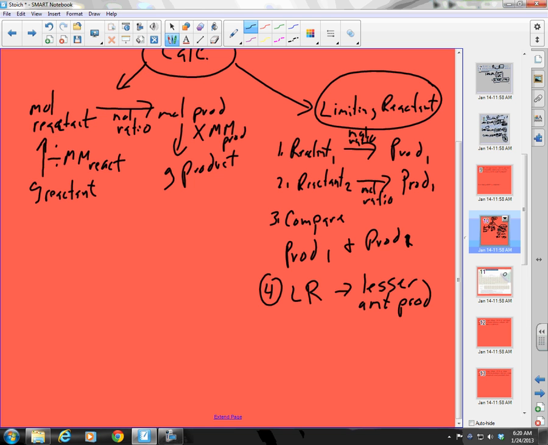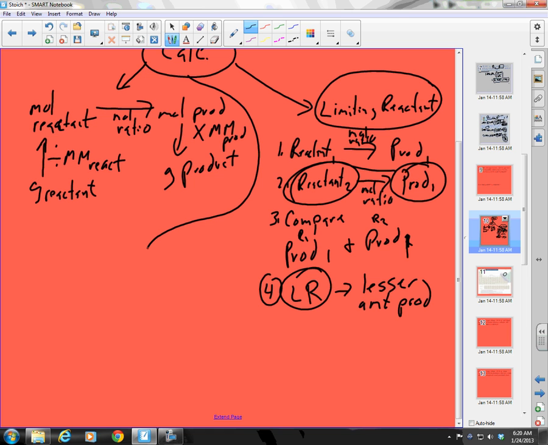Product 1 and product 2: we compare my two products, this one from reactant 2, this one from reactant 1, right? So the limiting reagent is the one that produces the lesser amount of product. So if this product is less, that means reactant 2 is the limiting reagent. Good. Now, we have a question about excess reactant.